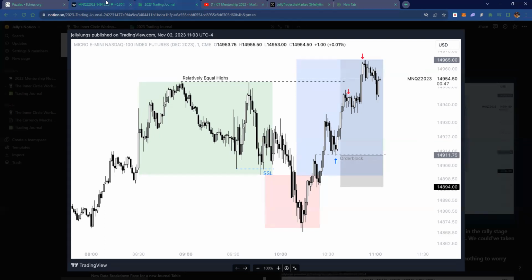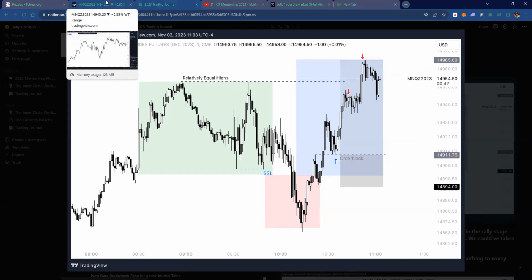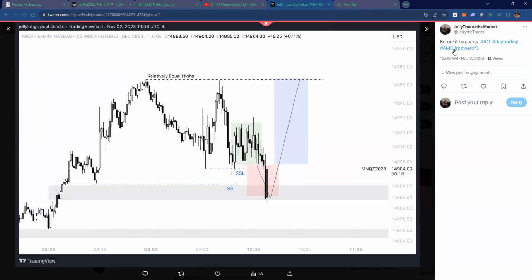But I'm going to give a quick summary of this live trade, and go into specifics of how I predicted this, because you can go on my Twitter right now. So it's 10 o'clock right here. I said before it happens, we have relatively equal highs over here. We're going to the chart. We just grabbed sell side liquidity right here.